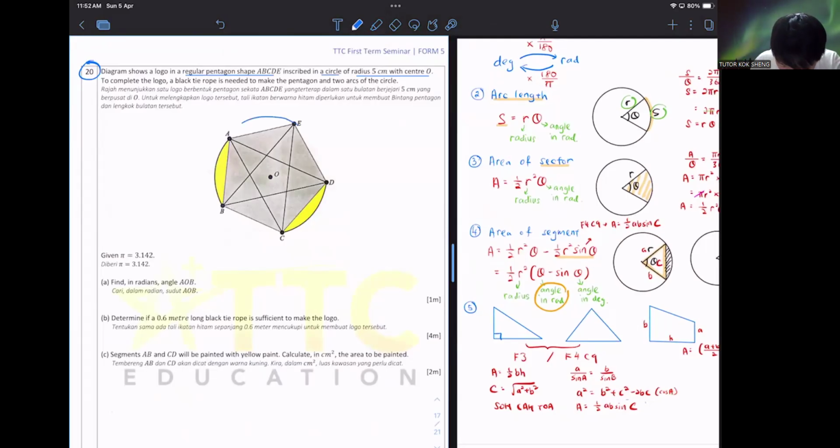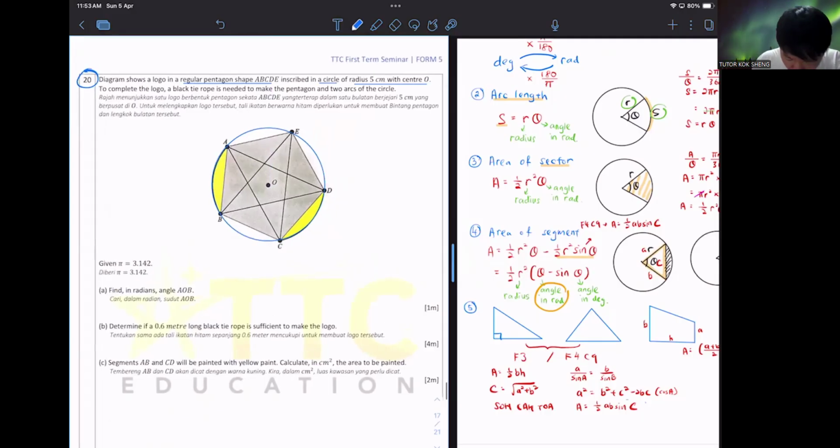Okay, so I draw here. You can see, right? Like this, you have a circle, and inside the circle, you have a pentagon shape. This is a regular pentagon. I'm not sure if you remember or not, but for a regular pentagon, actually you can find the angle already. Let me recall the formula first.